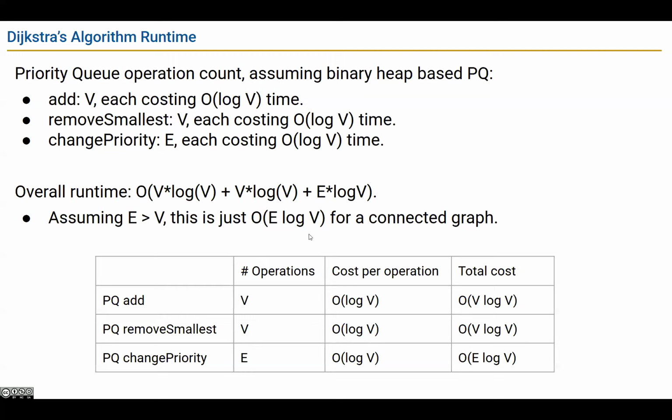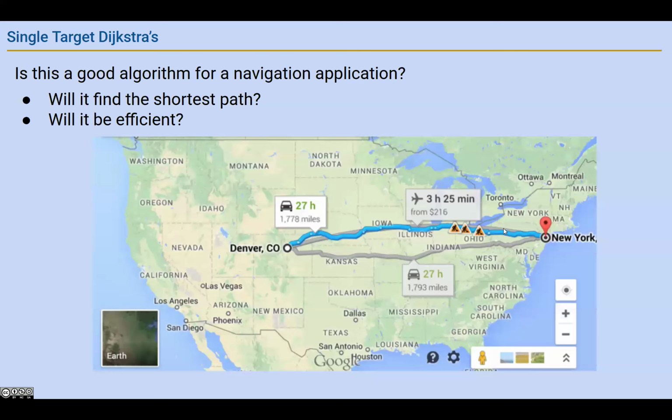So our total runtime for Dijkstra's is going to be E log V, which is effectively as efficient as we can get. It's fairly good. Now, is this good for navigation in general? Is it going to find the shortest path? Yes. Is it going to be efficient at finding the shortest path? If I want to say go from Denver to New York. Hopefully.